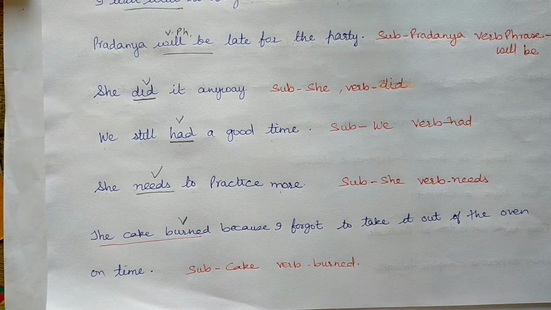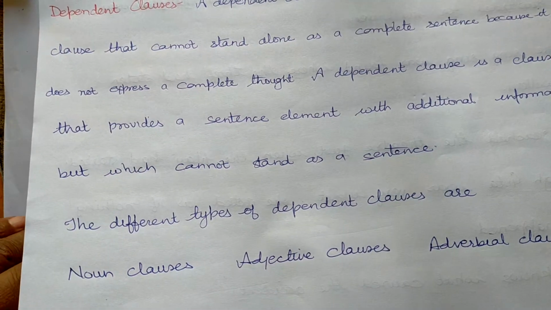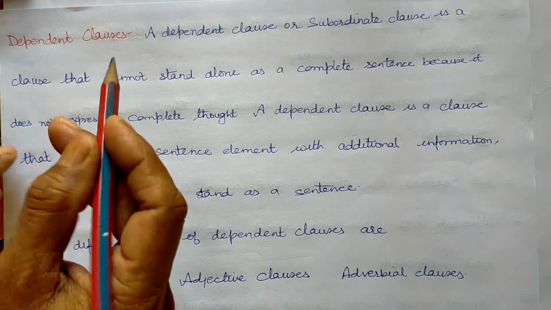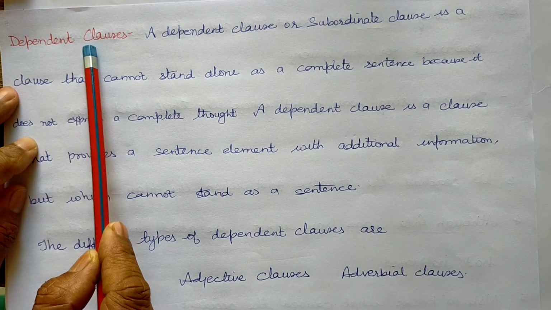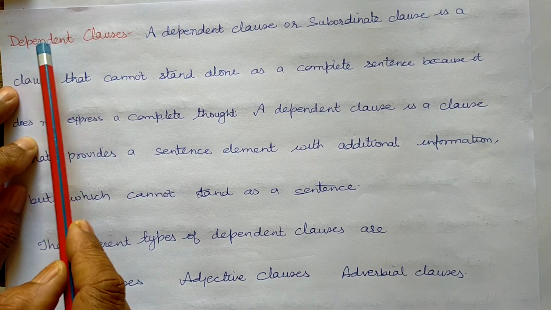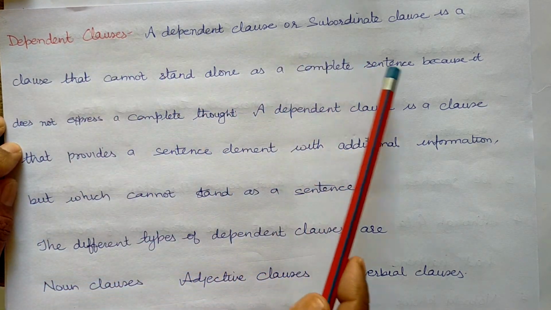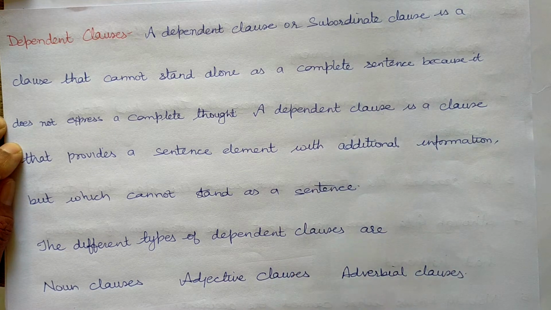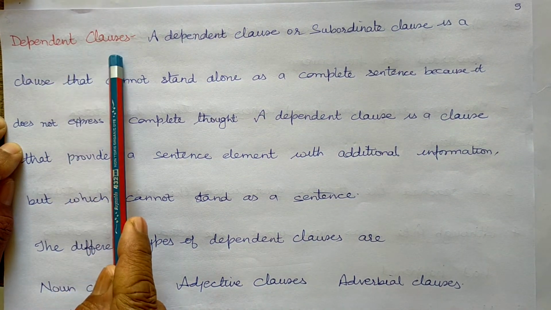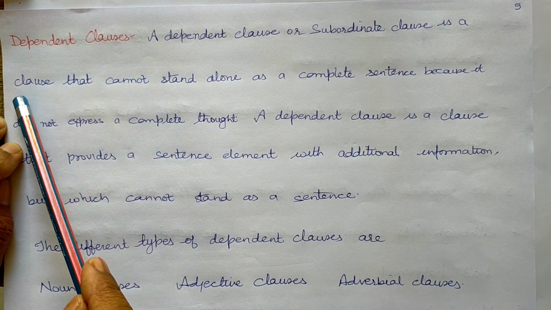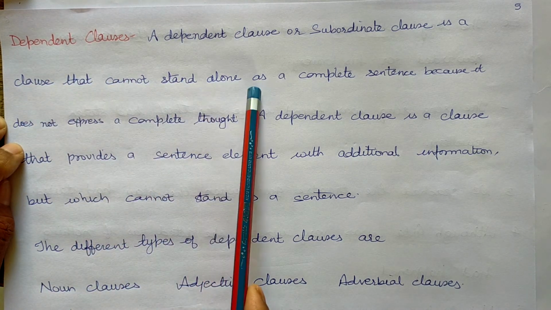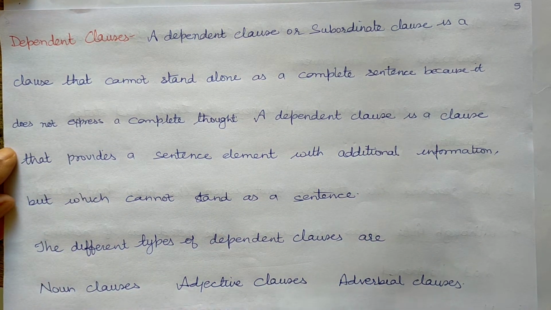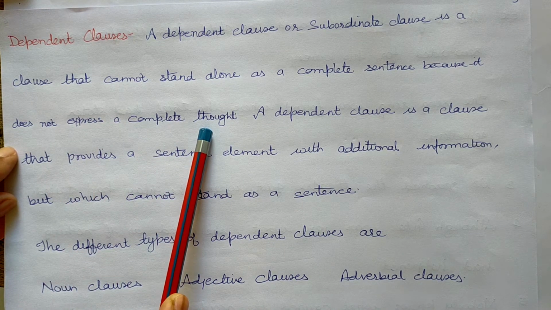So let us move to our next topic, that is the dependent clause. Dependent, as its name shows, depends. A dependent clause or subordinate clause is a clause that cannot stand alone as a complete sentence because it does not express a complete thought.